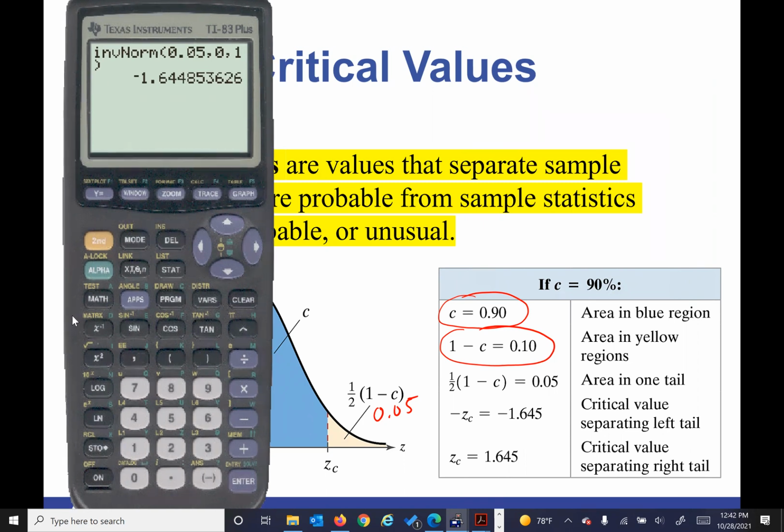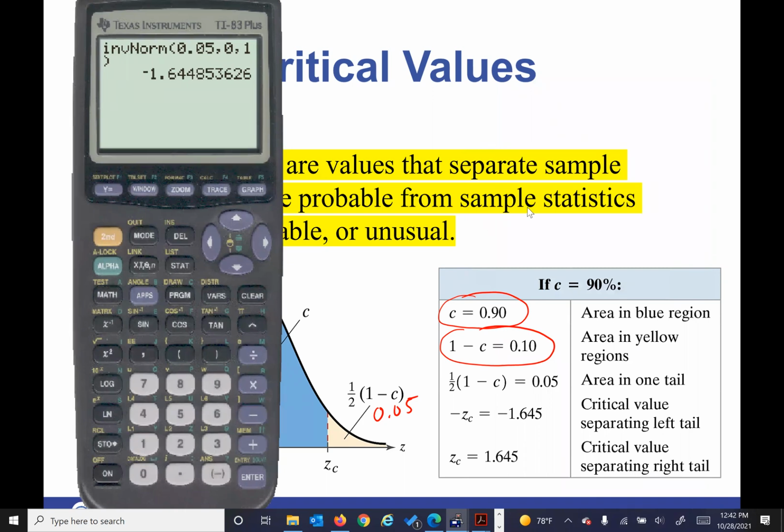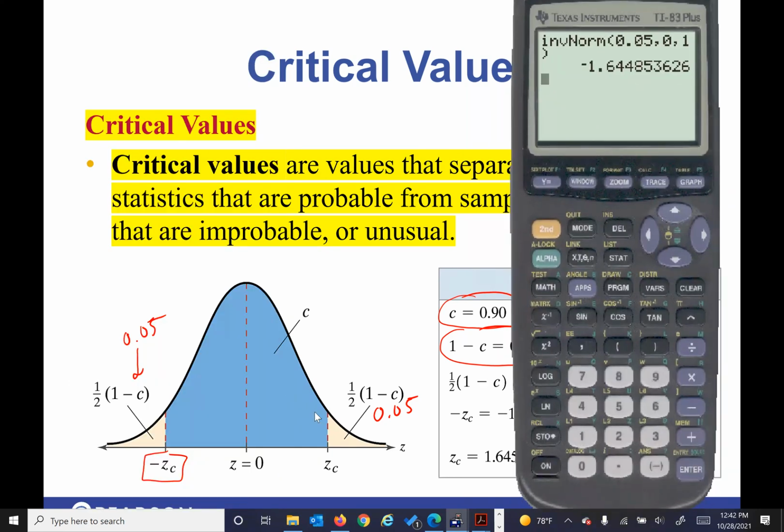Okay, you guys, go for it. Can you guys give me the positive 1.64483? Think about what you've got to do here. I'll give you guys a few seconds to think about it. So if I'm missing 0.05, right? I want to include everything but the 0.05. So think about how much I want out of there.